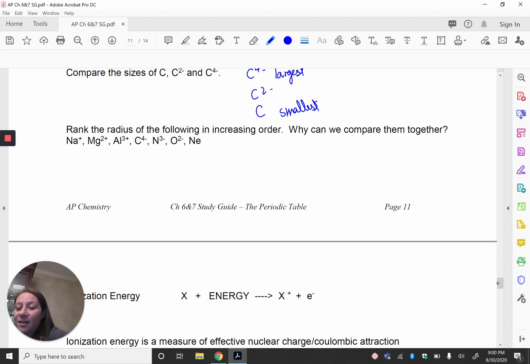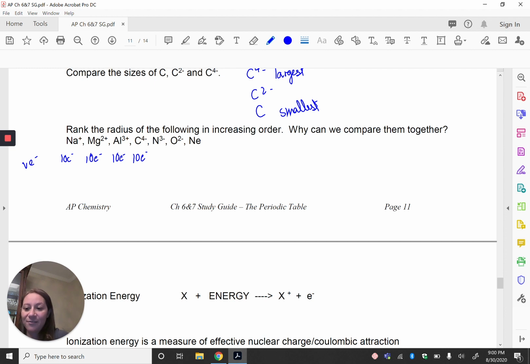Neutral sodium has 11 electrons, right? But sodium with a plus one charge lost one of them, so it has 10 electrons. Magnesium has 12 electrons when it's neutral. 2 plus means it lost 2 electrons, so it also has 10 electrons. Aluminum has 13 normally when it's neutral. 3 plus means it lost 3 electrons, so you're left with 10 electrons. How about carbon? Neutral carbon has 6 electrons. We're talking about valence electrons here, not just total number of electrons. So carbon normally has 6 valence electrons. 4 minus means it gained 4. So 6 plus 4 is 10.